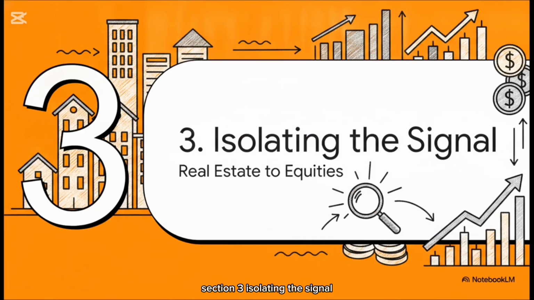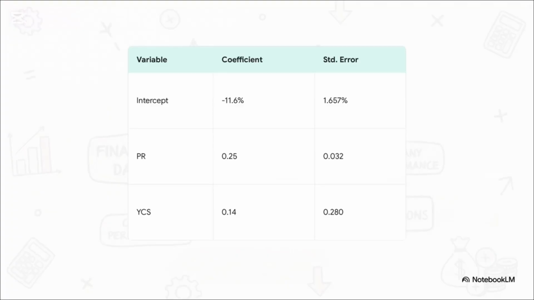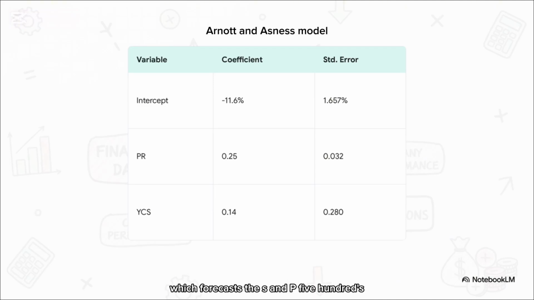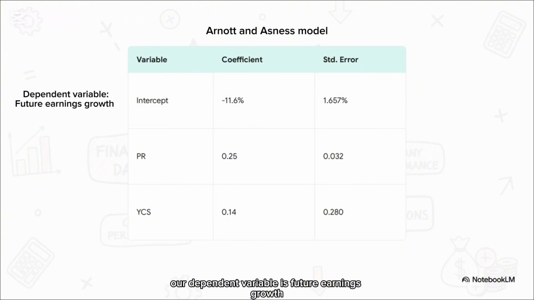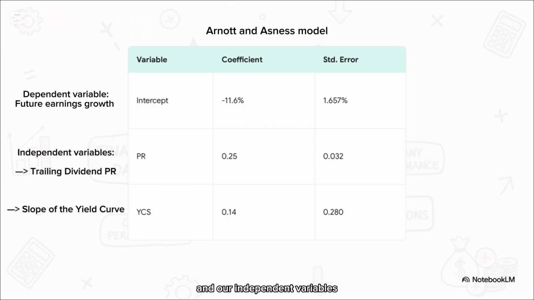Section 3. Isolating the signal. Now let's pivot this intuition directly into quantitative equity research. We're looking at the famous Arnott and Asnes model, which forecasts the S&P 500's real earnings growth over a 10-year horizon. Our dependent variable is future earnings growth, and our independent variables, the trailing dividend payout ratio and the slope of the yield curve. We are essentially freezing macroeconomic noise to isolate these specific drivers.